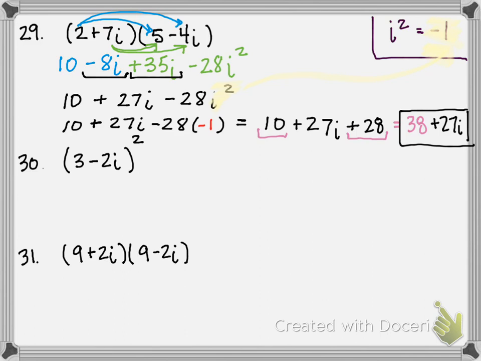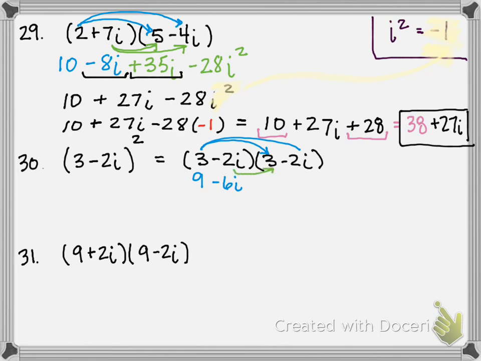If we take a look at 30, we see another binomial squared. So by now we should know that we need to first expand. That's going to be 3 minus 2i times another 3 minus 2i. So binomial times binomial, I'm going to FOIL. So first terms, 3 times 3 will get 9. 3 times negative 2i would be a negative 6i. Come and pick up our negative 2i times 3 for another negative 6i. And negative 2i times negative 2i would make a positive 4i squared.